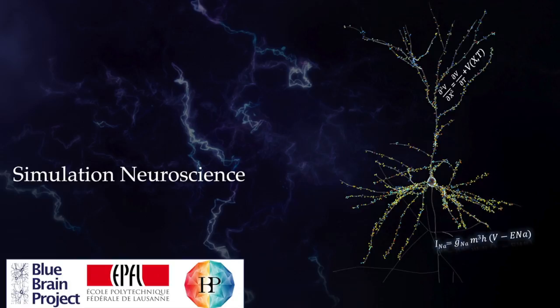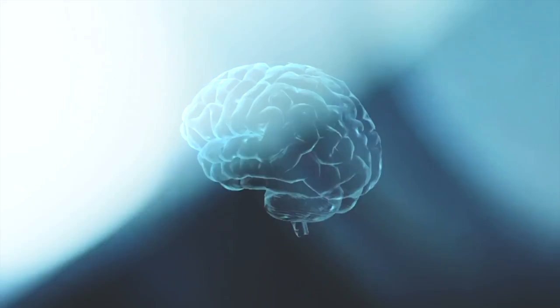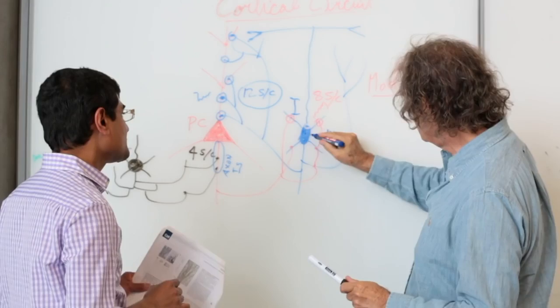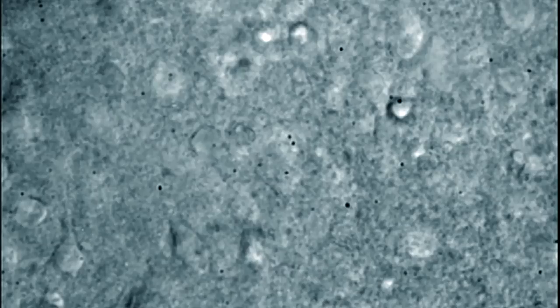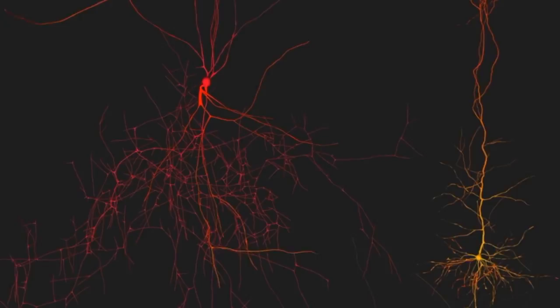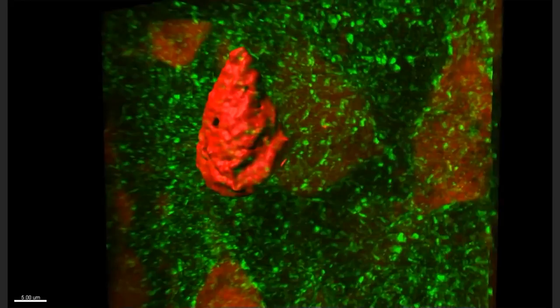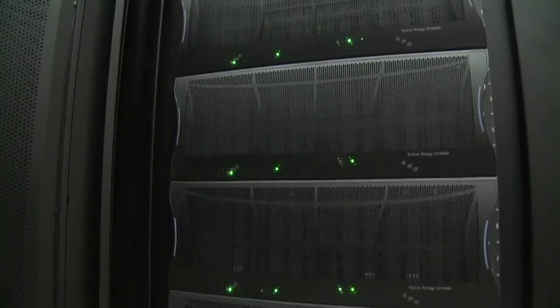Simulation neuroscience is an emerging approach to integrate the knowledge dispersed throughout the field of neuroscience. The aim is to build a unified empirical picture of the brain, to study the biological mechanisms of brain function, behaviour, and disease. This is achieved by integrating diverse data sources across the various scales of experimental neuroscience, from molecular to clinical, into computer simulations.